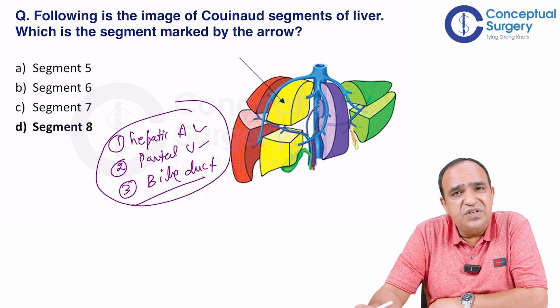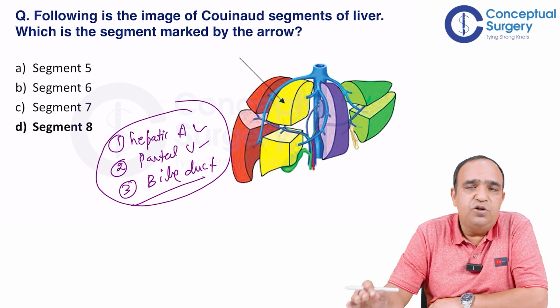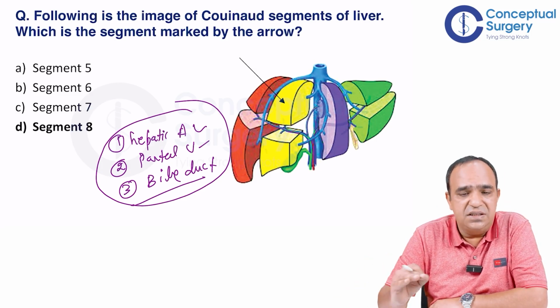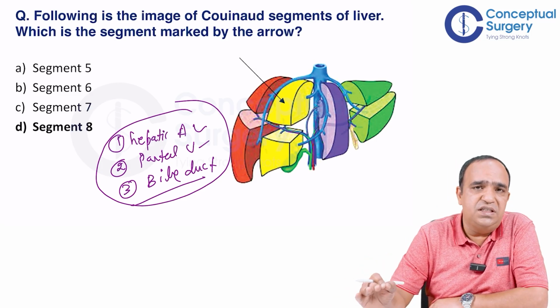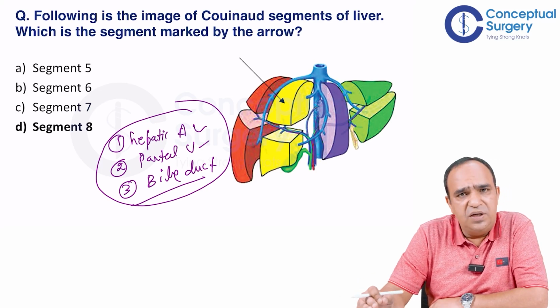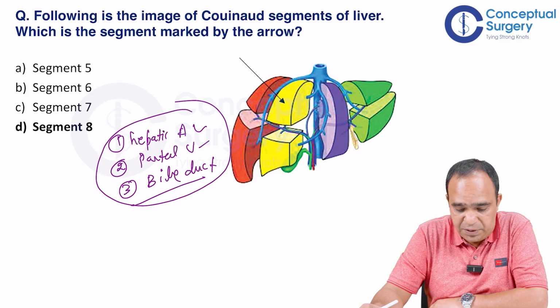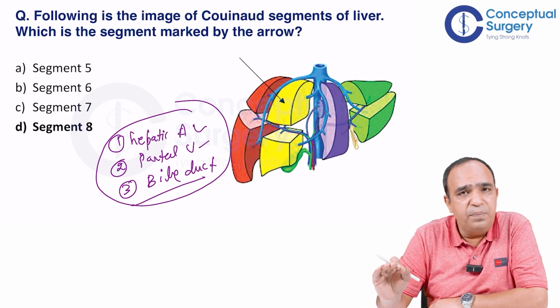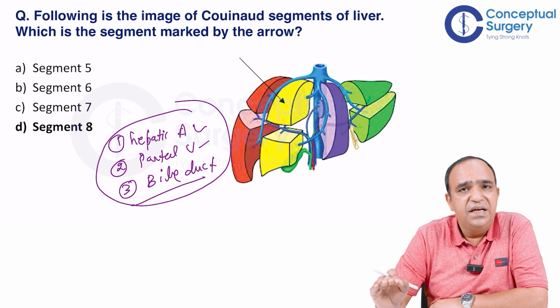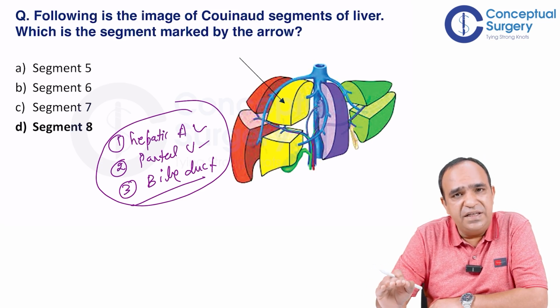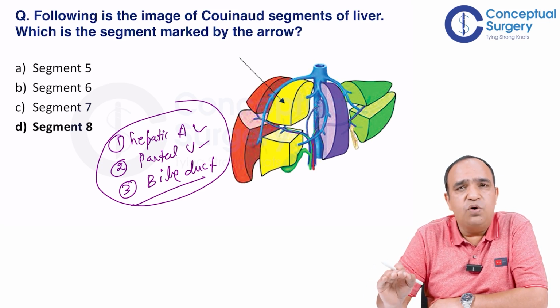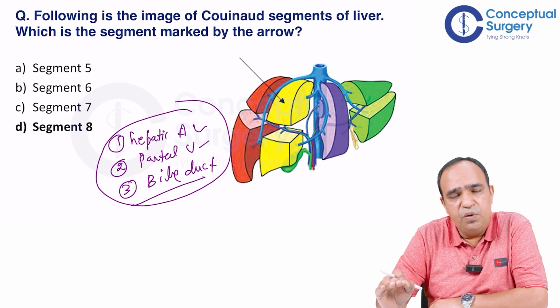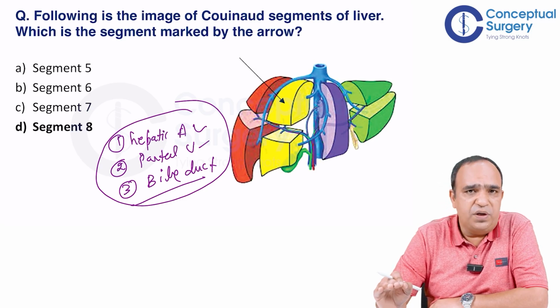Now each of these structures divides into branches according to the lobes and the segmentations. Each structure will have one branch for each segment, except one particular segment. We'll discuss it, that is segment 1, which is autonomous segment. So each segment will have its own branch of portal vein, its own branch of hepatic artery, its own branch of bile duct. Okay, so this is called portal triad.